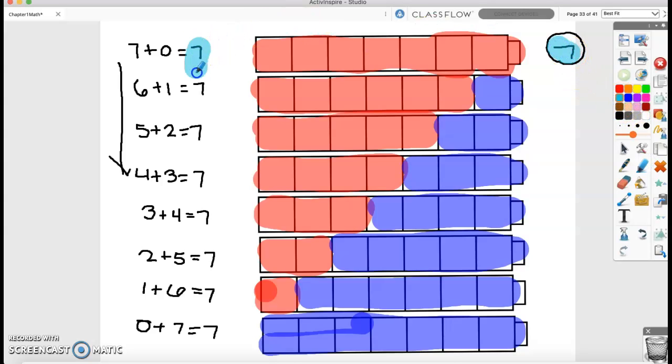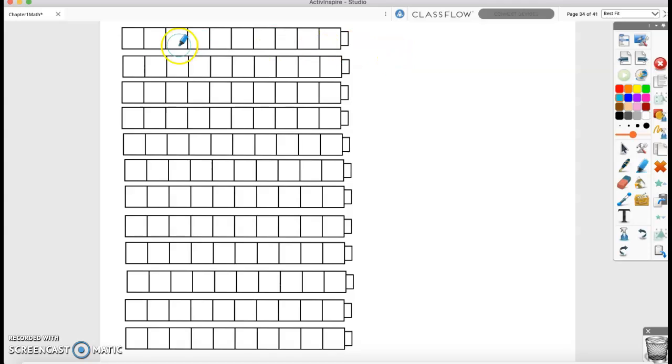And since we are making the number 7, my answer, my sum, is 7 all the way down. My answer doesn't change because I didn't change the number of cubes. All I did was change the colors of how many cubes I colored. So here I have 1, 2, 3, 4, 5, 6, 7, 8, 9, 10. I have 10 this time.